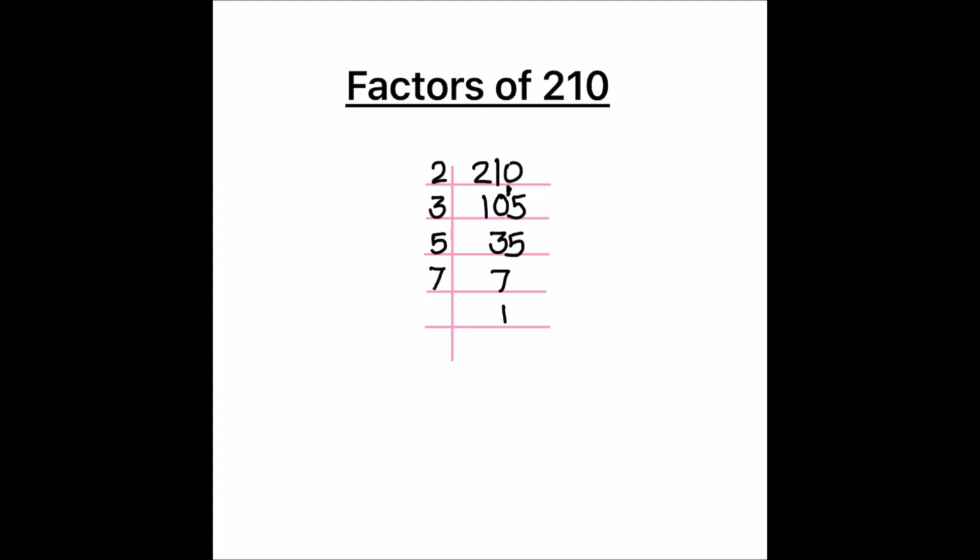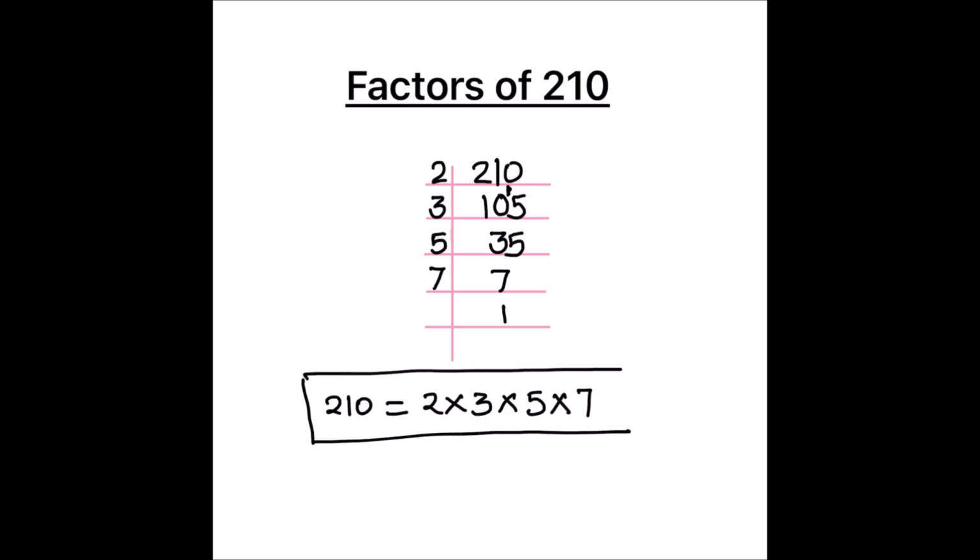So we got the factors of 210, and the factors of 210 are all the numbers which are on the left hand side of the ladder, which is 2 times 3 times 5 times 7. These are all the prime factors of 210.